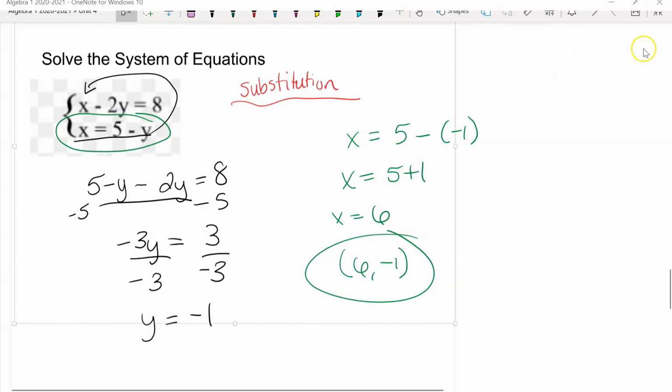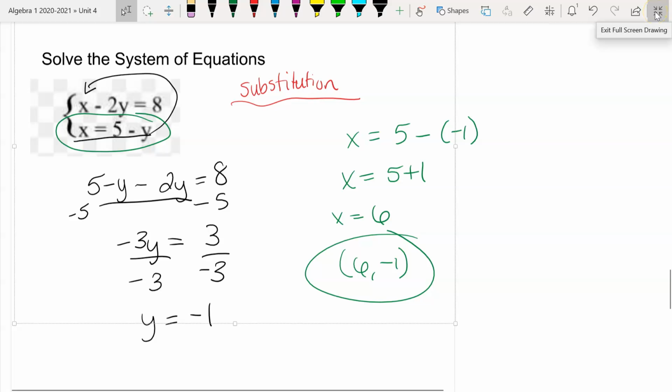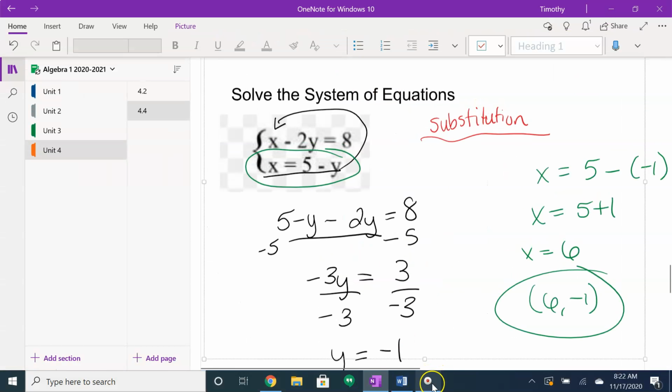All right, if you guys have any questions, there's a short homework assignment. It's 6 problems, and you have to decide which method is best and explain why that's the best method. Okay? If you have any questions, make sure you're asking Ms. Sanders or myself for help.